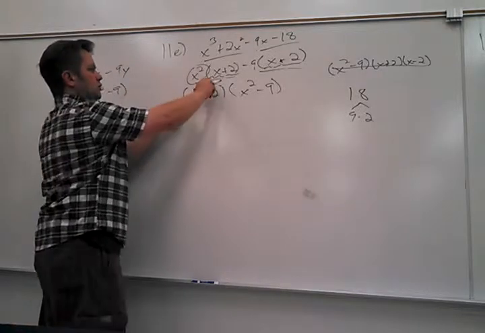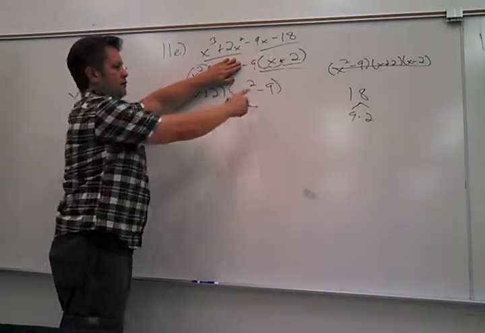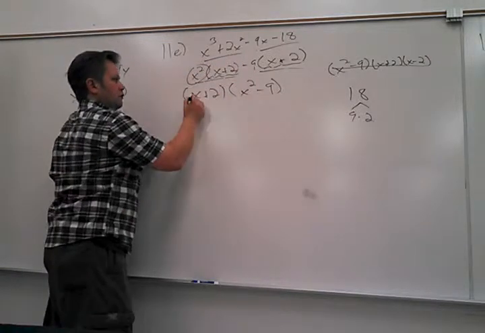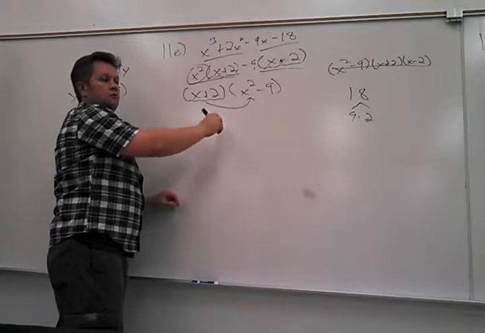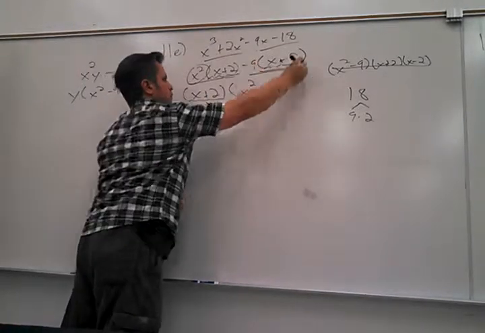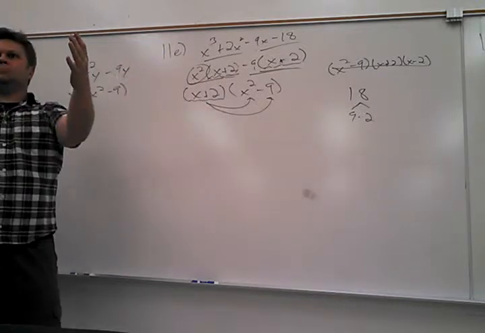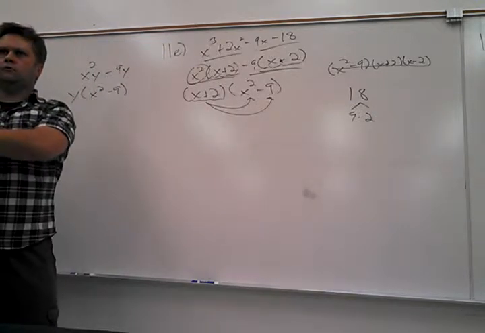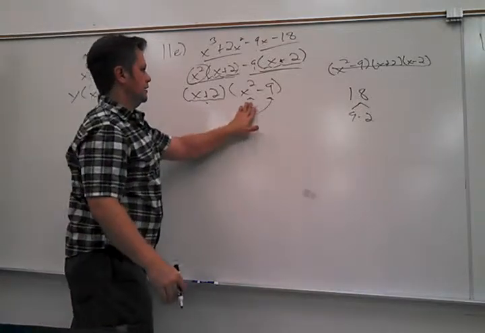So if I take an X plus 2 out of both of these, what am I left with? X squared. And if you check it, if you multiply X plus 2 times X squared, there it is. Multiply X plus 2 times negative 9, there it is. So I'm just undistributing X plus 2 back out. Is that cool? Now how do I go that next step?